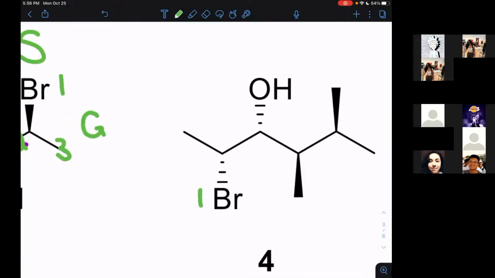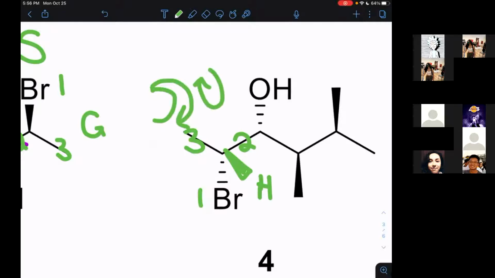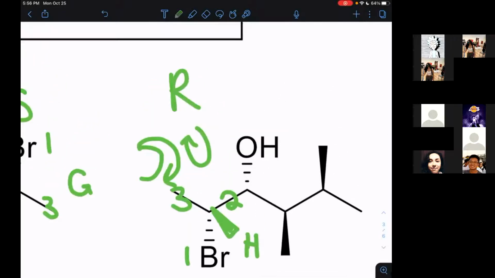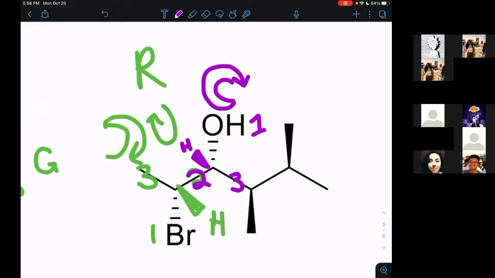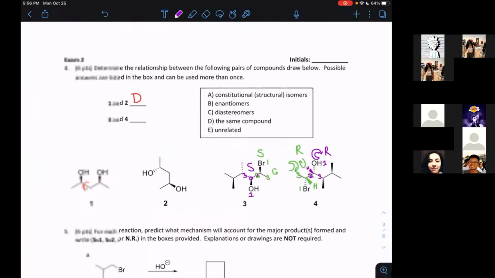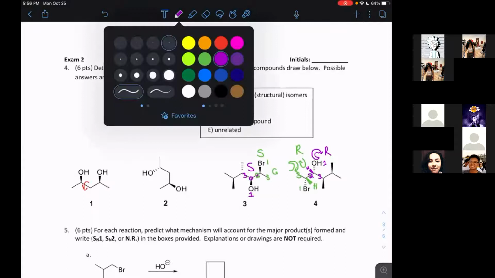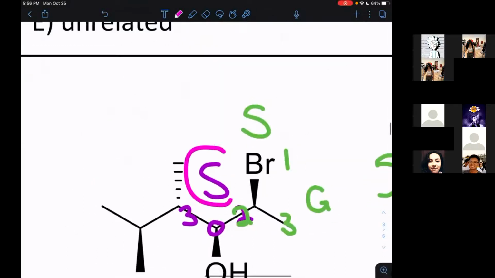Then we'll do it on the Br again. So this is 1, then this is going to be the hydrogen, 2, 3. And then this hydrogen is going to make us reverse the direction. So this way is clockwise, so this one is R. This one, 1, 2, 3, 4 is going to be our hydrogen. So the opposite direction of this is this, and that is also R. So enantiomers. But did I do it all right? I kind of went fast.